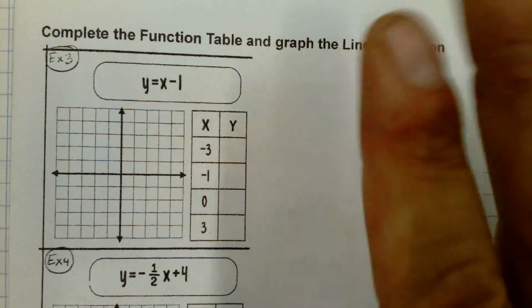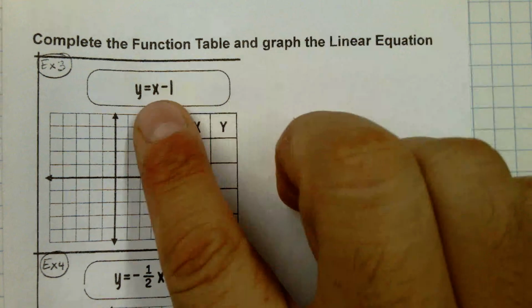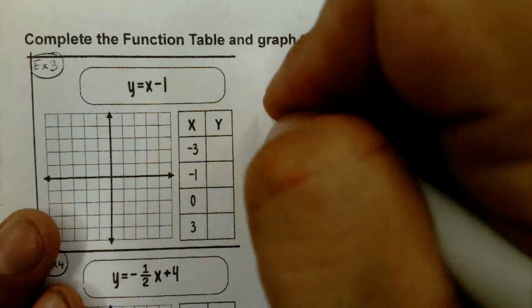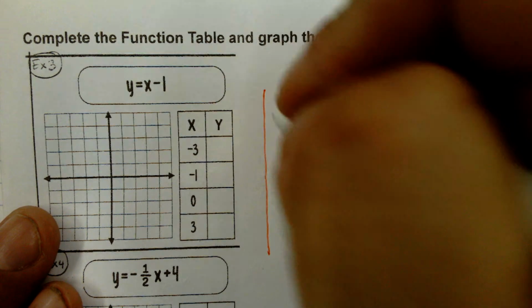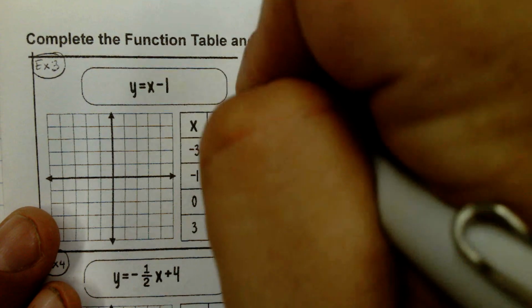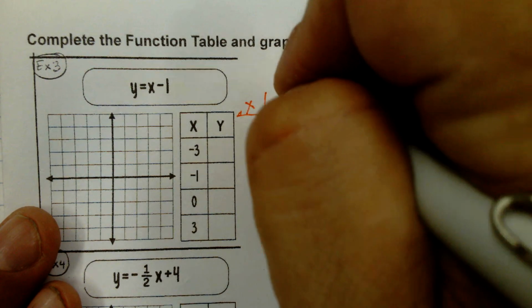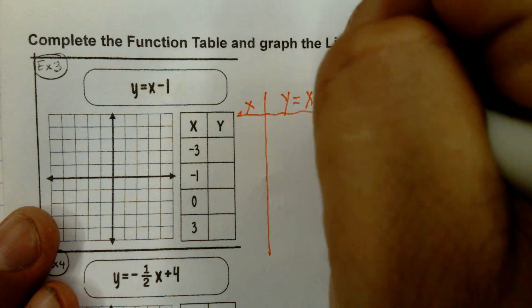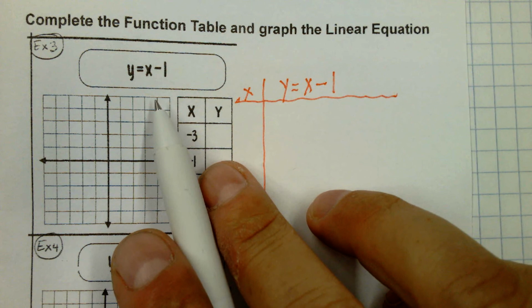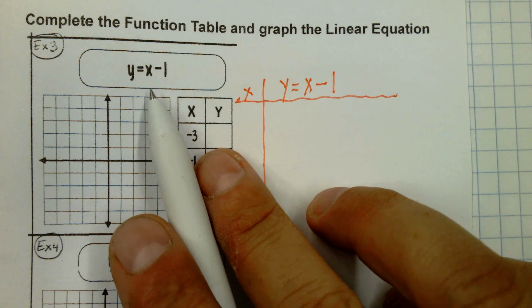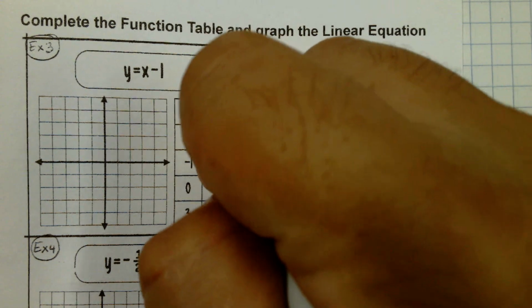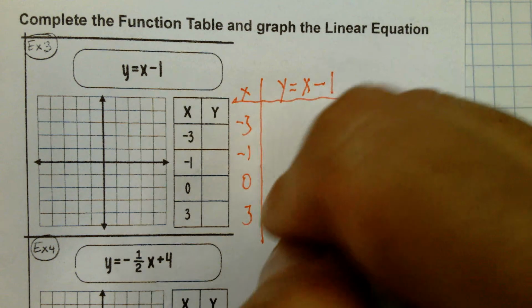So we're going to do the same thing. We're going to build a table. We're going to look at the rule. And then we're going to get the outputs. So let's do it. Let's make a column for our inputs, x. The rule. Here's our rule. What is the rule asking us to do? Subtract 1 from x. So let's put in our input values. -3, -1, 0, 3.